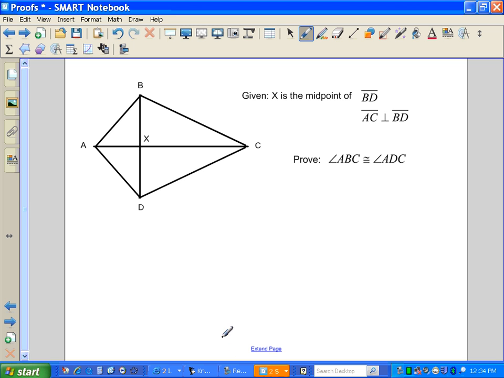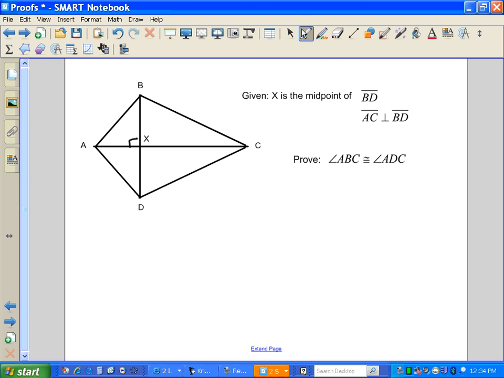So, last proof. See what we can get through. We may not get through all of this. I think I'm going to leave some of it for you to wrestle with, and maybe wrestle with a little bit tomorrow in some form or another. This one we're going to have to do in multiple steps. So we've got X as the midpoint of BD, and AC is perpendicular to BD. So we can mark in here, AC is perpendicular.